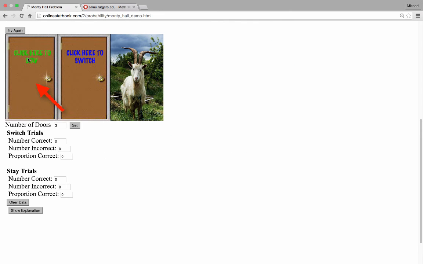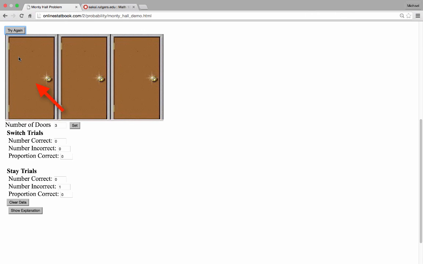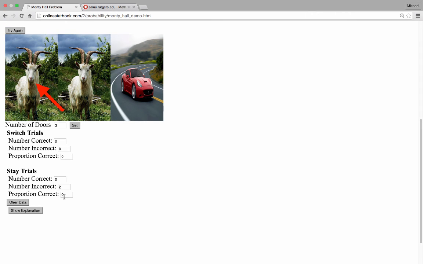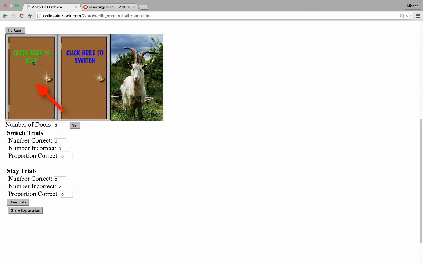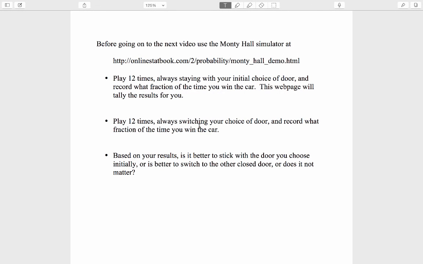If you click on Click Here to Stay, and you end up with a goat, that result is recorded, and the proportion correct is also recorded. So if I keep playing, and I keep staying, so far I've lost twice, I keep going, I stay, aha! So now I've just won one car and two goats in three trials, so the proportion correct is 1/3. That's being recorded here. So play 12 times where you always stay, then play 12 times, always switching your choice of door, and record what fraction of the time you win the car.